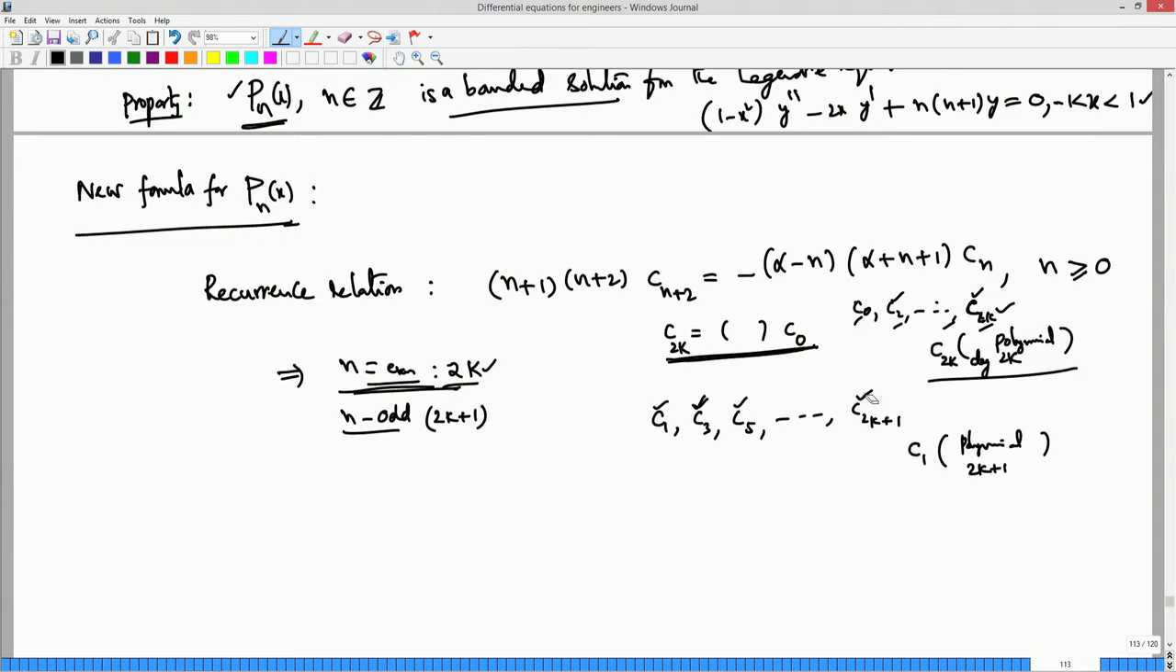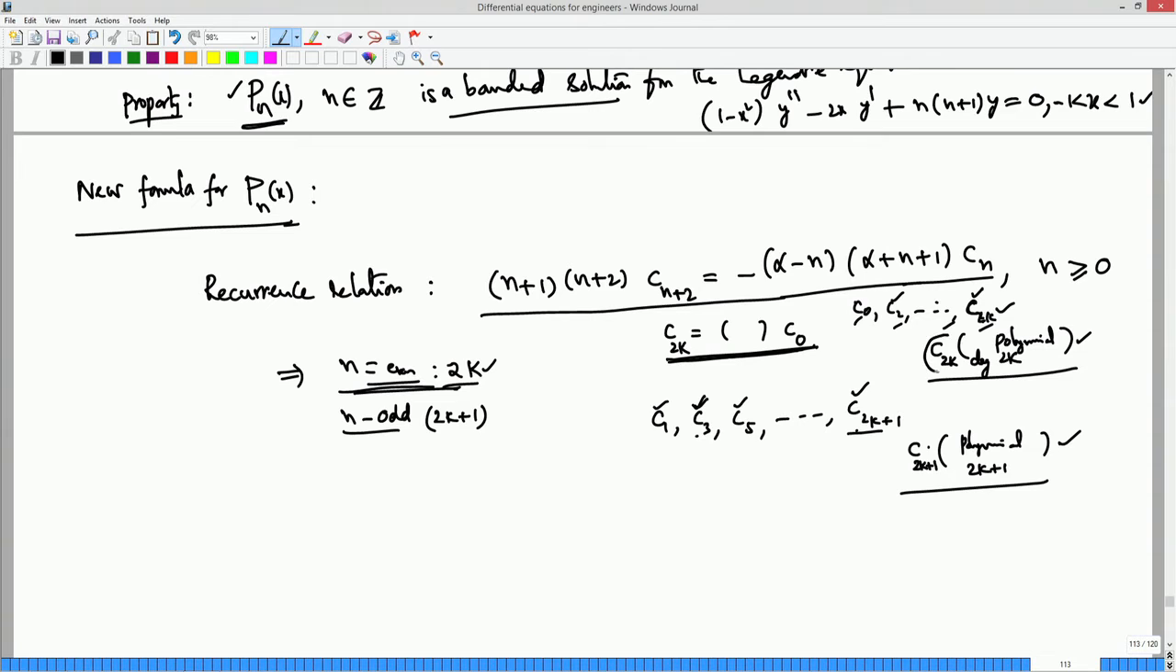Instead of finding C2k plus 1 from the recurrence relation, you do it the reverse way. You keep C2k plus 1 as it is, and write C2k minus 1 in terms of C2k plus 1, C5 also in terms of this, C3 in terms of C2k plus 1, and similarly C1 in terms of C2k plus 1. Once you substitute back, the polynomial solution will be C2k plus 1 times a polynomial of similar degree.